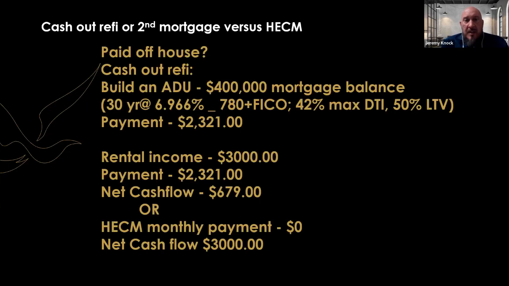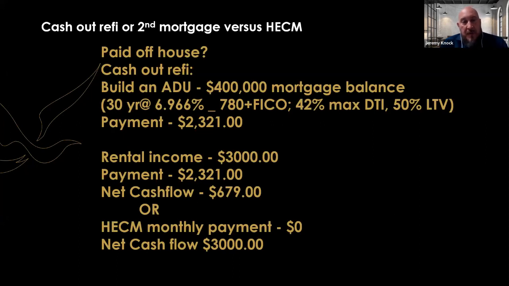So I really like this one as a comparison, because what I found is that when you're talking to seniors, cash flow is king. In fact, it's not cash that's king, it really is cash flow, right? Because if you don't have cash flow, you can't do anything every month. So if we look at this as an example, you've got a paid off house. You do a cash out refinance or a second mortgage to build an ADU, and let's say that thing is $400,000.